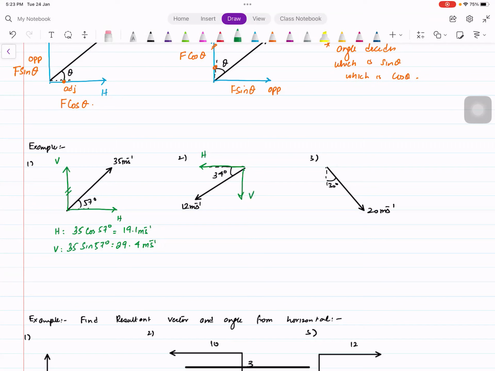So the horizontal is going to be 12 cosine of 34, which makes it 10. And the vertical is going to be 12 sine of 34, which is going to make it 7 meters per second, just like that.